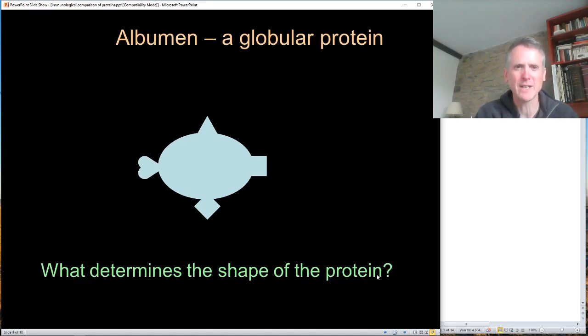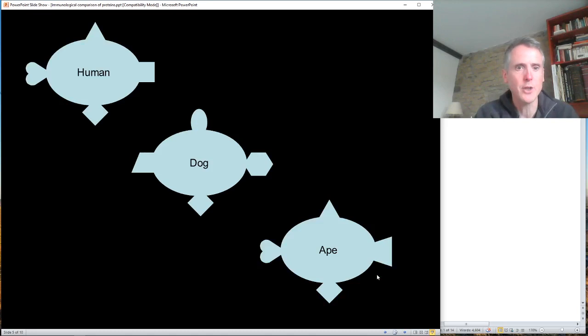Okay, so on the previous slide, I've kind of showed albumin as this blob, and I've put shapes on the outside of it to show that it's got a shape. And human, dog, and ape are shown here. It's a generic ape. It could be any ape. Let's say it's a chimpanzee.